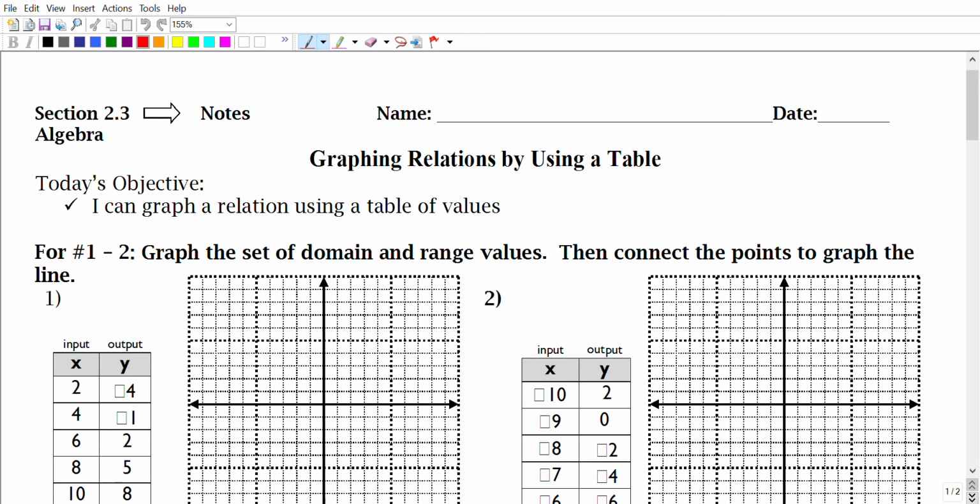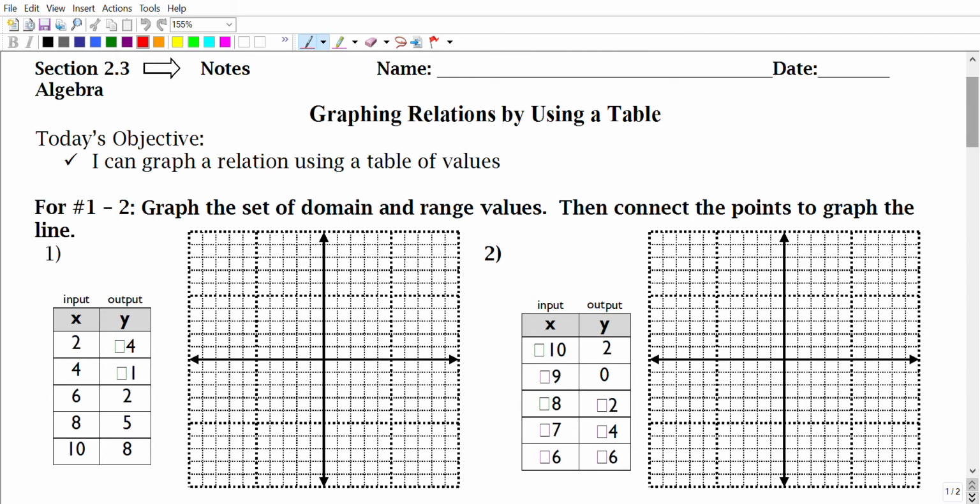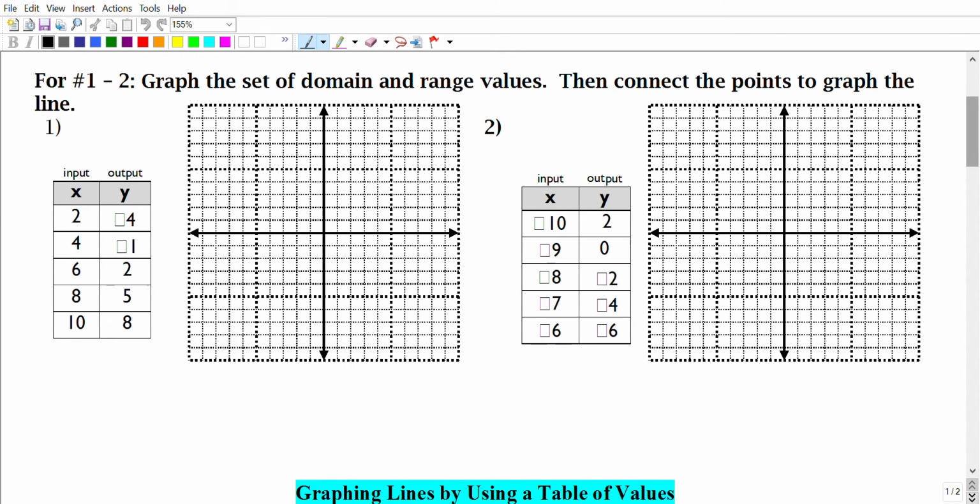Today we're talking about section 2.3, which deals with graphing relations using a table of values. So that's what we're going to be taking a look at today. So let's go ahead and jump right into this and start with our first two example problems.